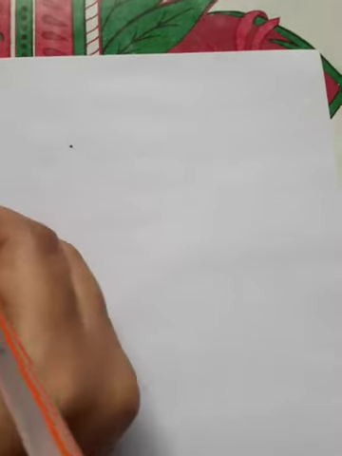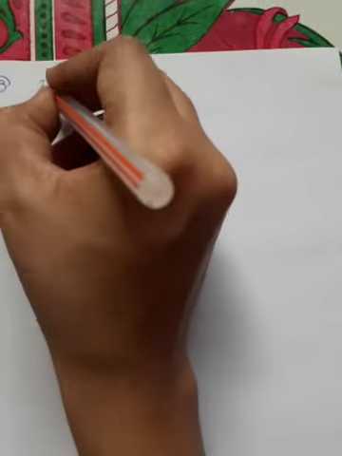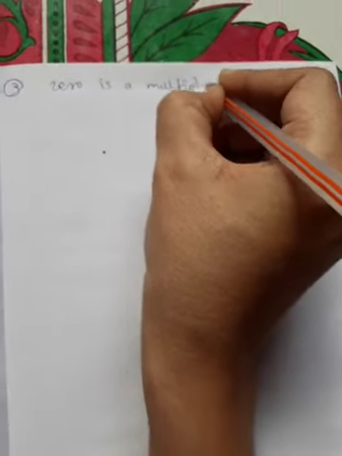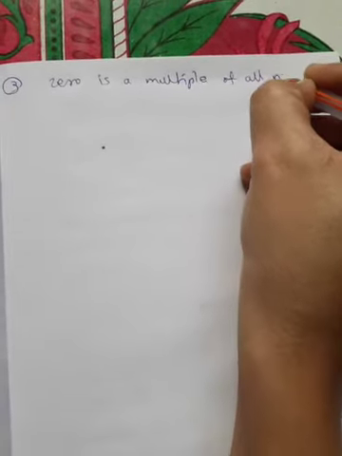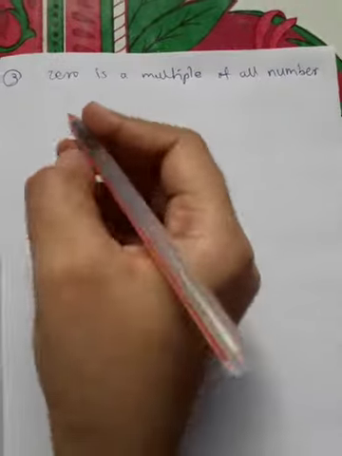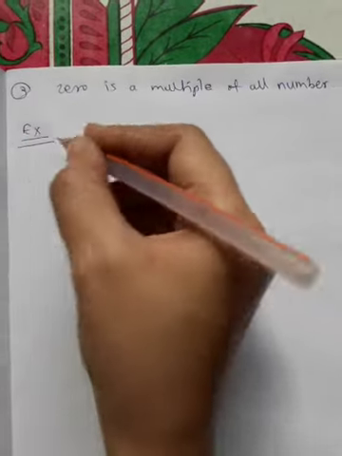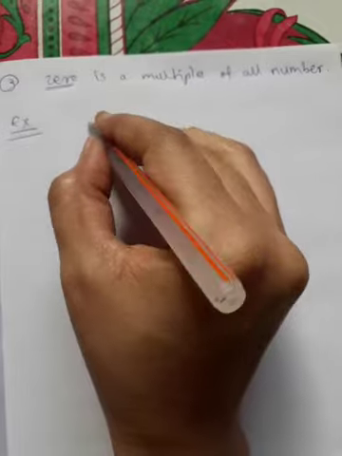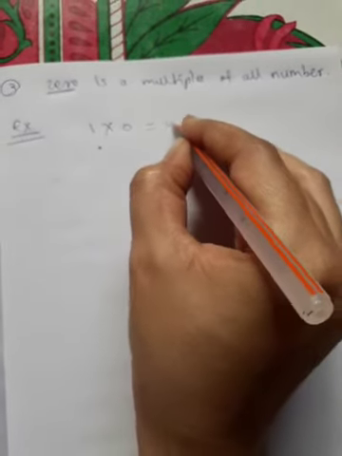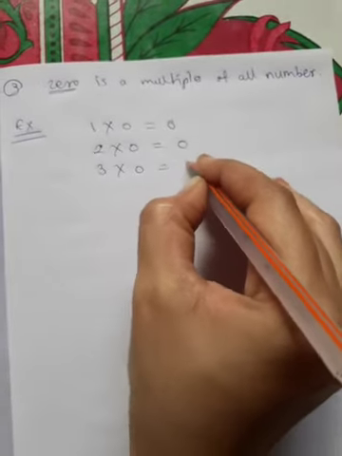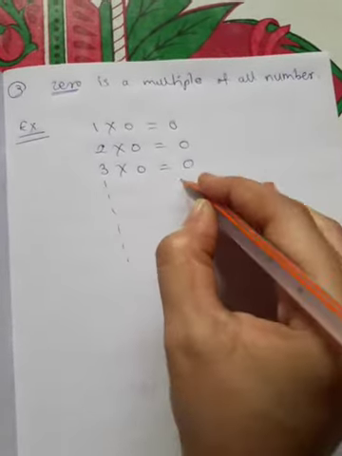Now the third property is that 0 is a multiple of all numbers. How does this property prove that 0 is a multiple of all numbers? We know that when we multiply any number by 0, it gives 0, and so on.